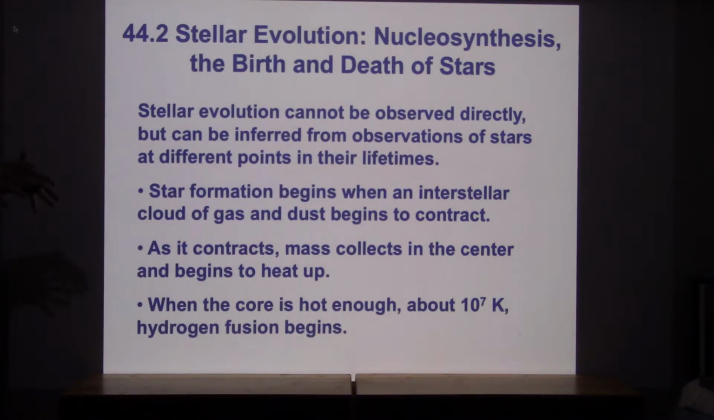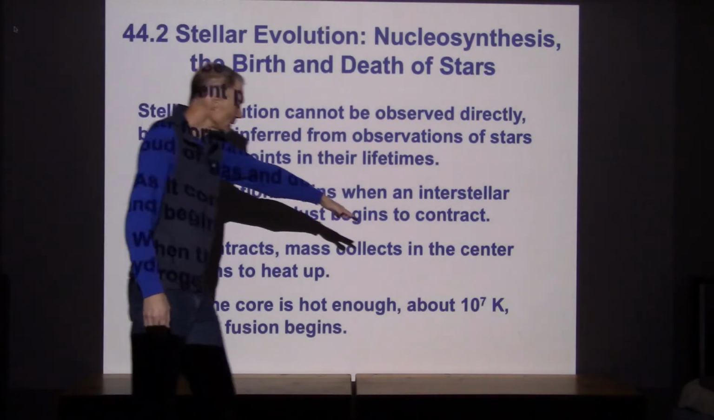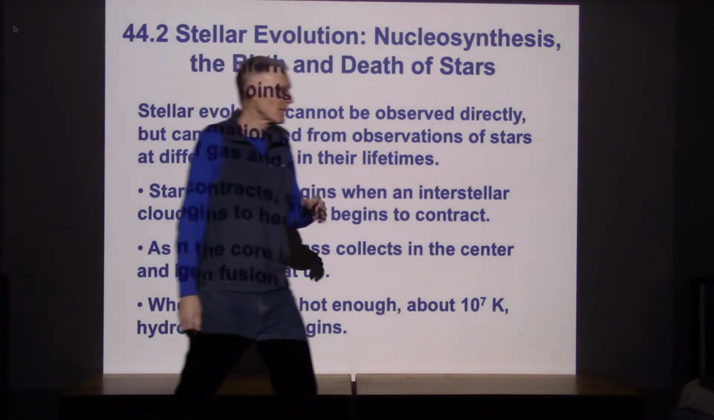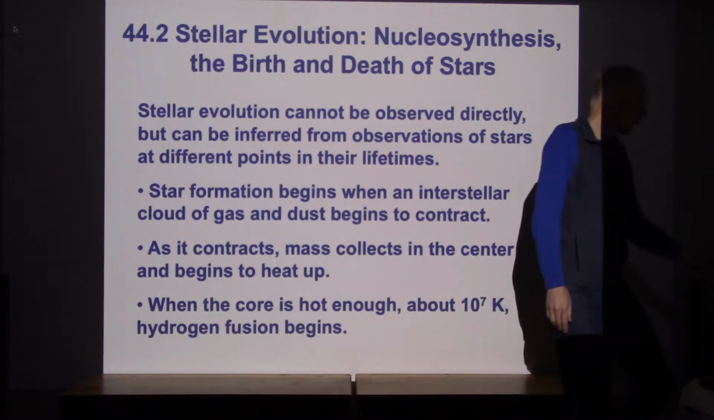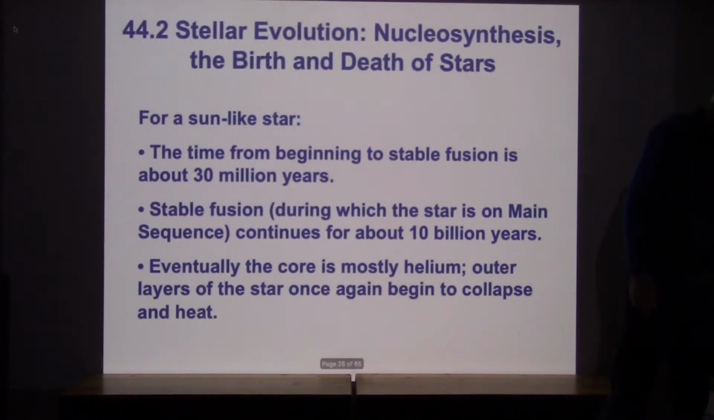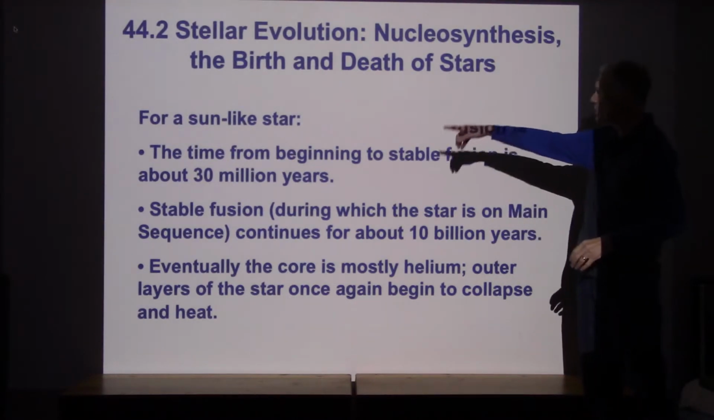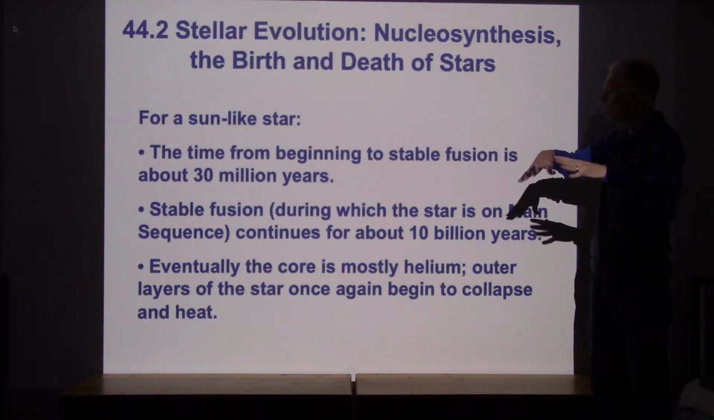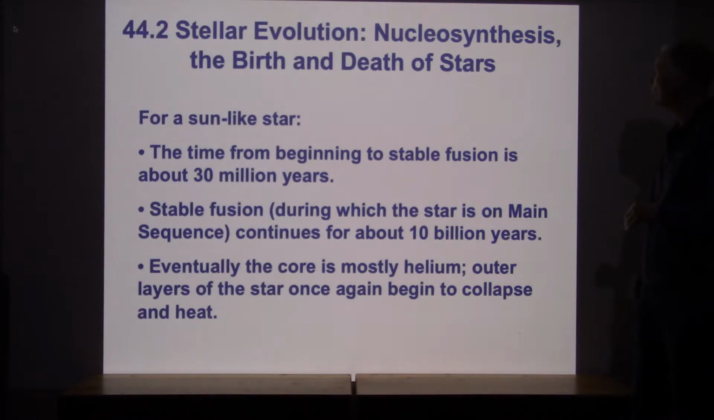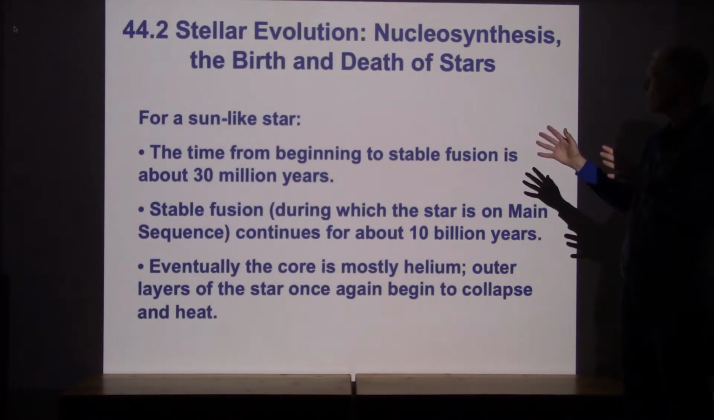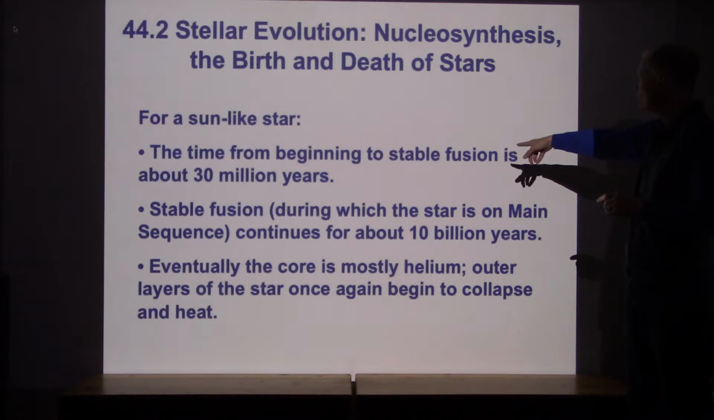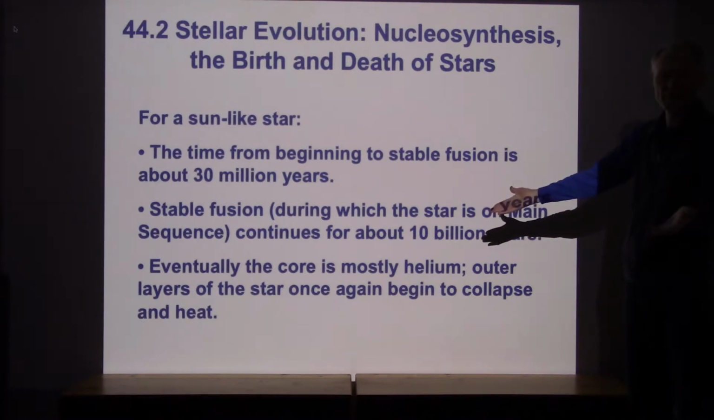A contraction takes place, forms a star, and the core begins to heat up. Once we get to about 10 million kelvins, the temperature is high enough that fusion reactions begin. Now they're guessing from mathematical models as to how this would occur. From the beginning of collapse until fusion begins, maybe 30 million years.